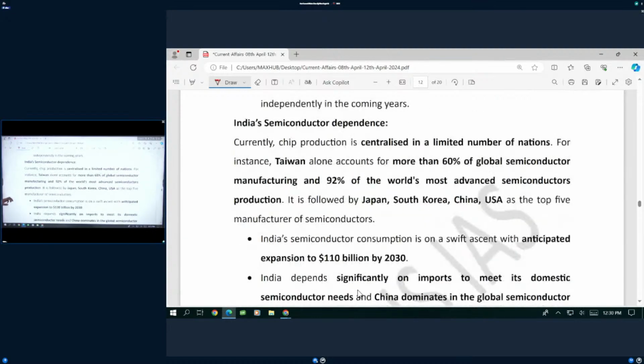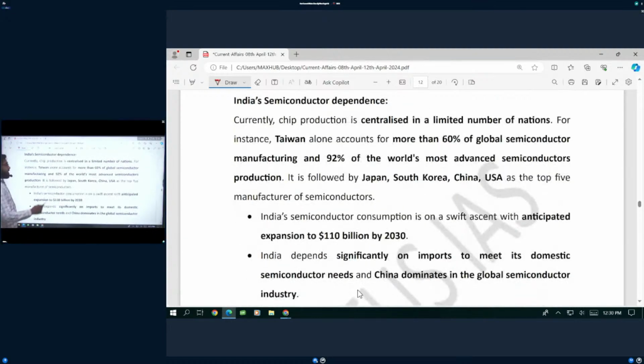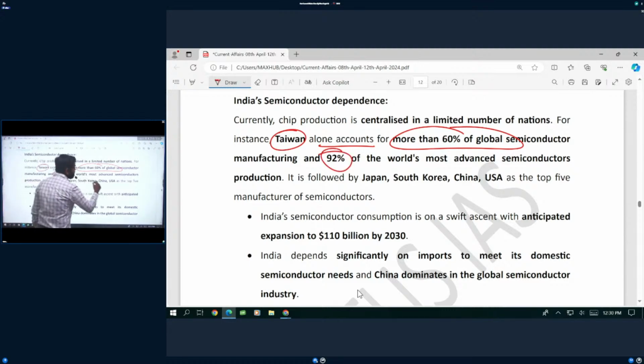What is India's semiconductor dependence? Let's see. Taiwan alone manufactures more than 60% of global semiconductors and 92% of the world's most advanced semiconductors. Basically, the circuits you have, for example, processors वगैरह जो होते हैं. So 92% of the world's most advanced and 60% are manufactured by Taiwan. It means the world depends on Taiwan for electronics.